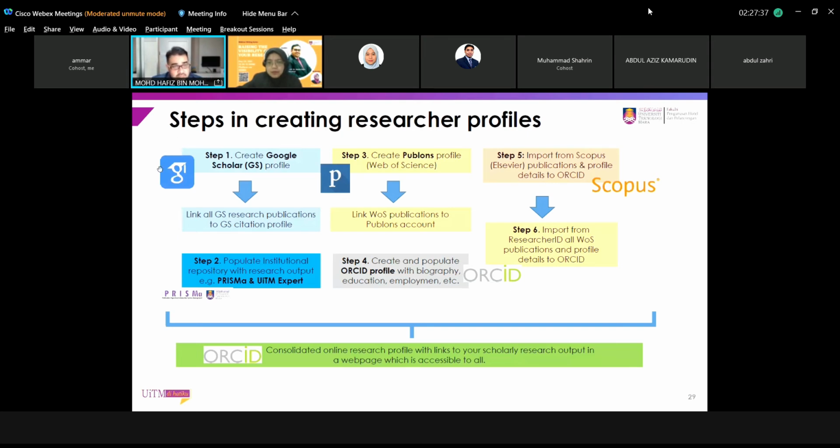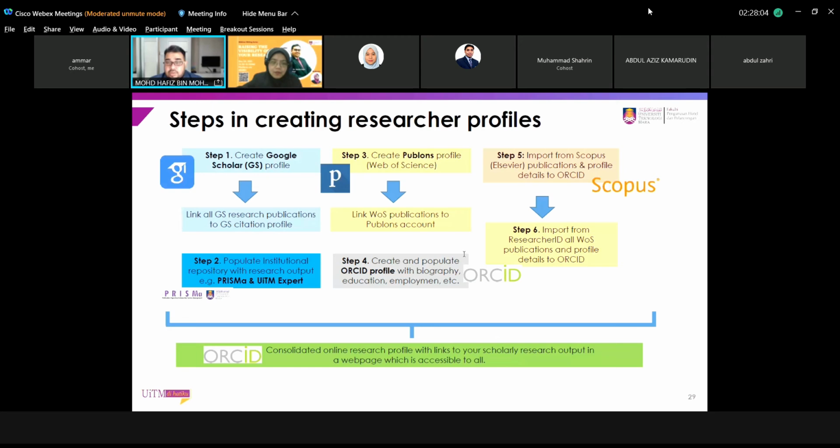ORCID ID ni kelebihan dia, ni bagusnya profile ni. Google Scholar cannot communicate with Publons. Publons cannot communicate with Scopus. Because Publons is owned by Web of Science, Scopus is owned by Elsevier. But through ORCID ID, bila you ada Publons, you can combine these two, Publons and Scopus ID punya paper dalam ORCID ID. So ORCID ID ni macam dia complement both this dan dia consolidate kedua-dua ni.